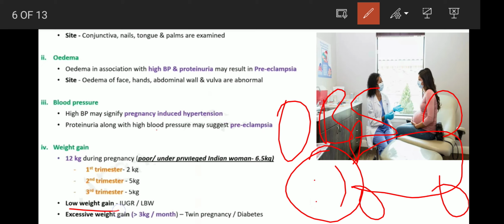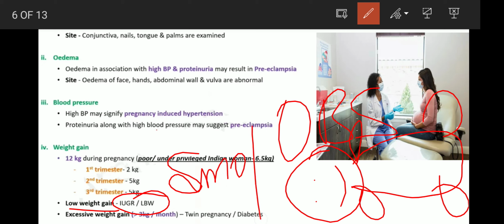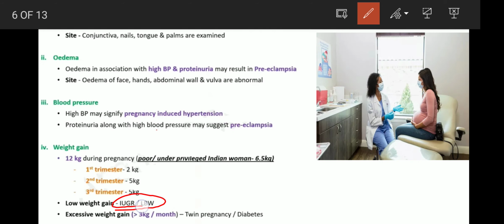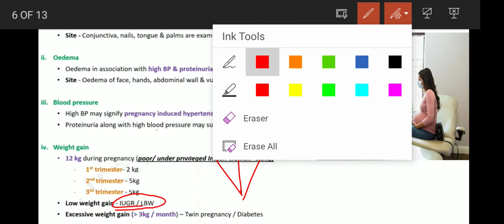And low birth weight baby when there is smoking and alcohol consumption by the mother and various other factors which we'll discuss in the next slides. Then it is intrauterine growth retardation and low birth weight when the mother is not gaining weight.